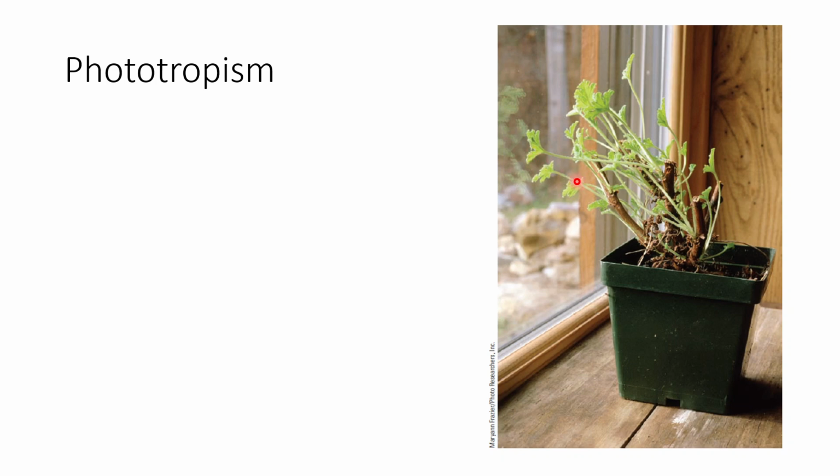Plants will grow towards the light because it increases photosynthesis, and the blue light triggers the bending response to phototropism. Blue light is light with a wavelength between 400 and 500 nanometers.